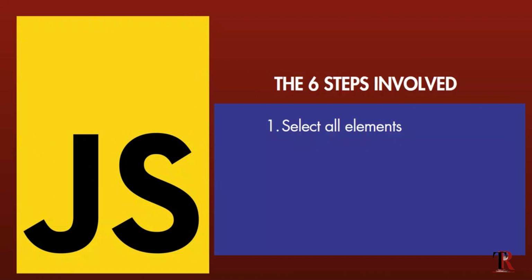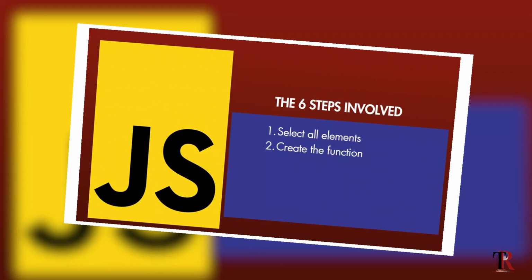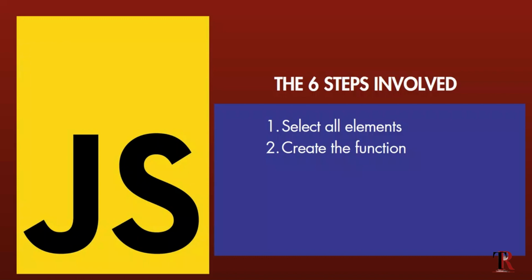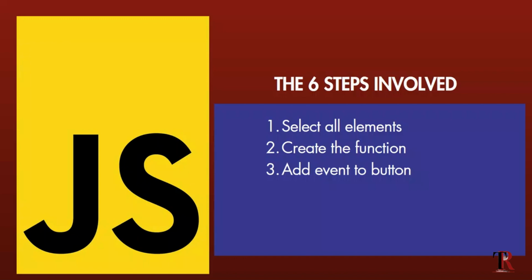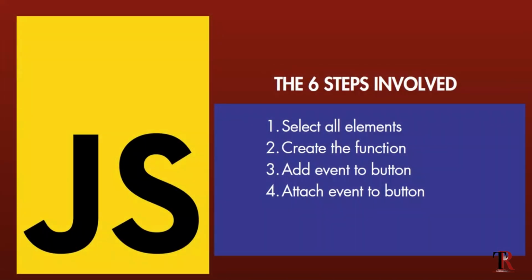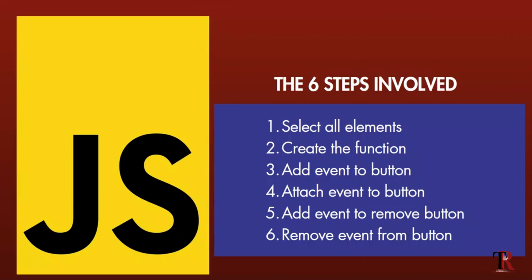There are 6 steps involved in this example. Number 1, we need to first select all elements, including the buttons and the p tag. Number 2, we need a function that will run when the test button is clicked. Step 3, we need to add events so that we detect when a user clicks. Step 4, we need to attach events to one of the buttons so that it becomes active. And step 5, we need to add events to the remove button, which will detect when a user clicks remove. Lastly, we remove the events from the button in order to make the button stop working.